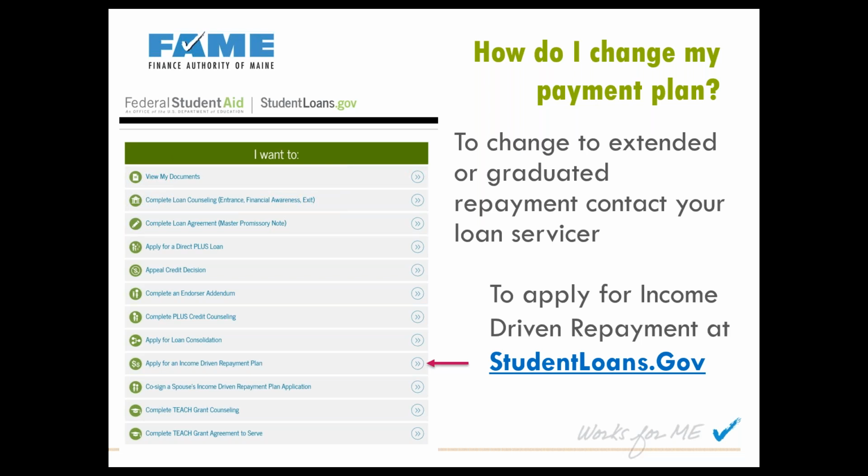Or if you wanted one of those income-driven repayment plans, on studentloan.gov, there's an apply for income-driven repayment plan. Remember, you have to give them your income information. So this is where you would do that. So it's just depending on what you want to do, you have to go through a different process. Remember that income-driven repayment plan is only good for 12 months. So if you want to stay in that program, you need to reapply every year.